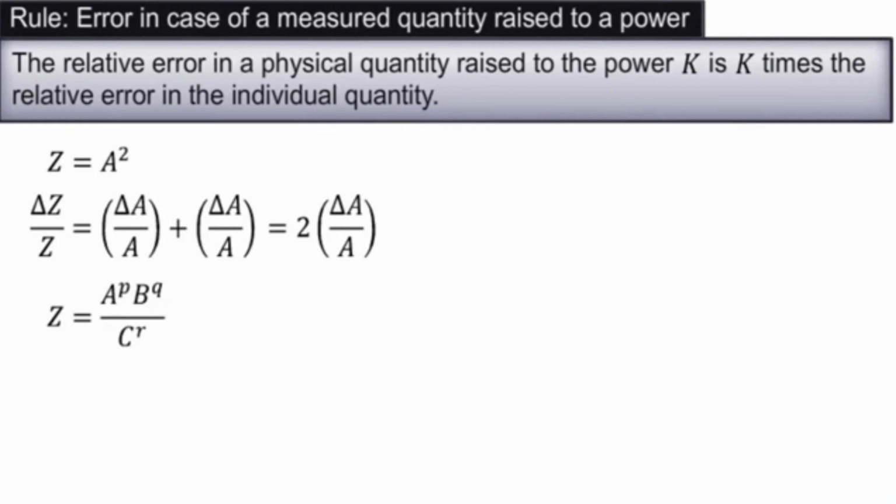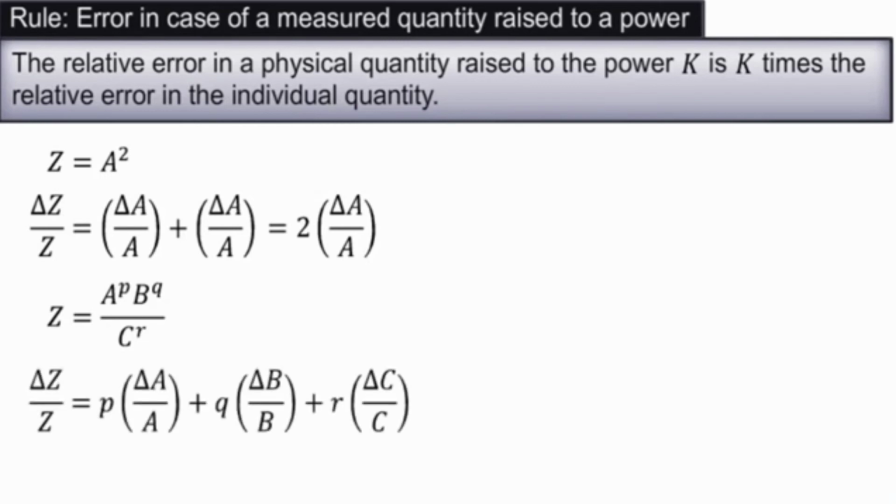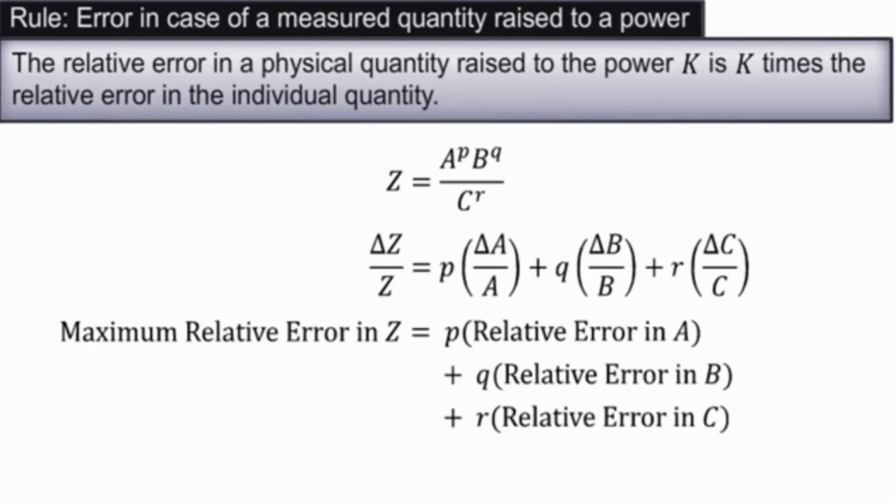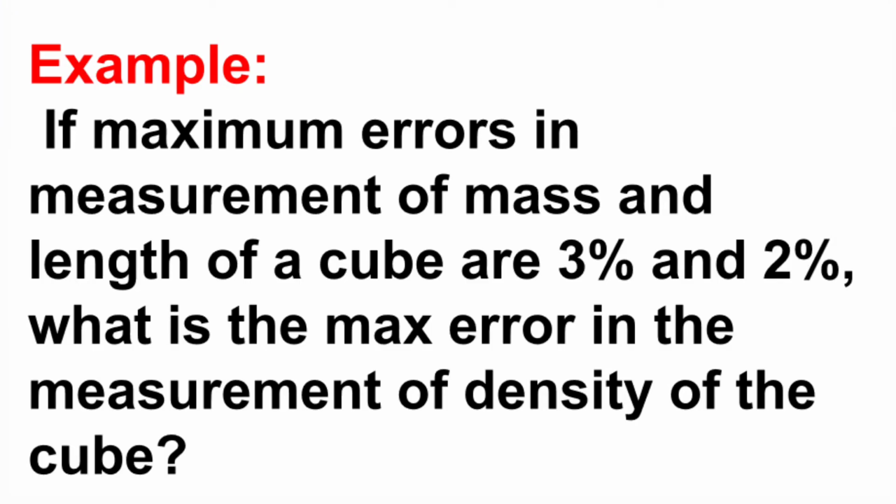Suppose I have these many quantities, a to the power p, b to the power q divided by c to the power r. What will happen? P into relative error in A plus, because these are multiplied, so their relative errors will be added. So I hope this concept is clear to everyone. Whenever there is a power, that power comes in multiplication. It becomes n times the relative error in the quantity. This will be more clear when we will be doing this question.